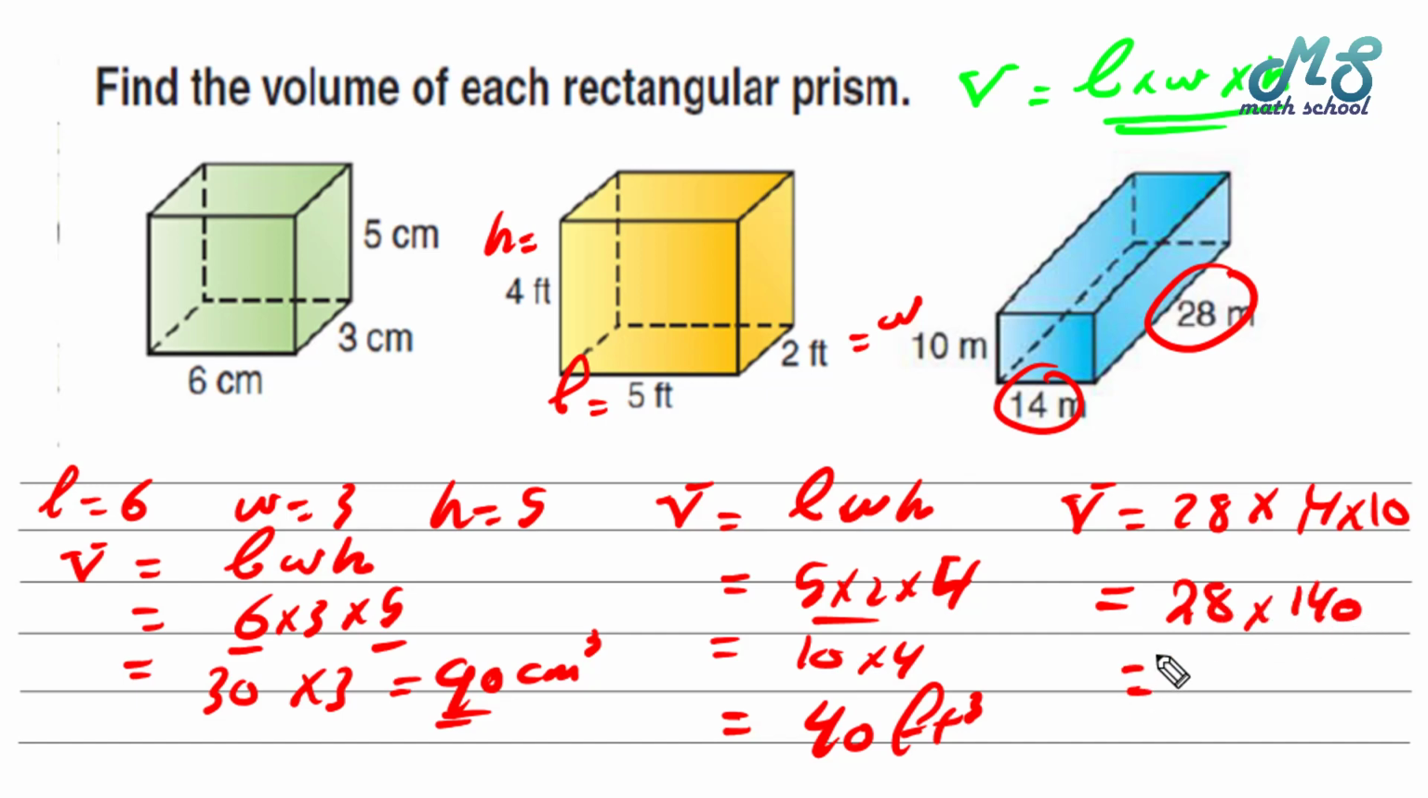28 times 14 is equal to what? Yes, it is equal to 392 first, and bring down 0, we get 3920 cubic meters. So don't forget, guys, to find the volume of the solid rectangular prism, just multiply the 3 dimensions, or find the product of the 3 dimensions.